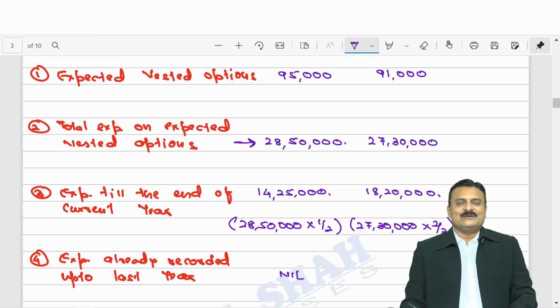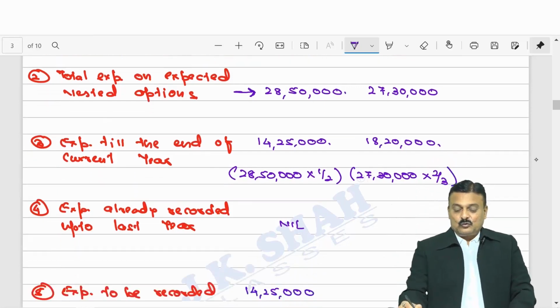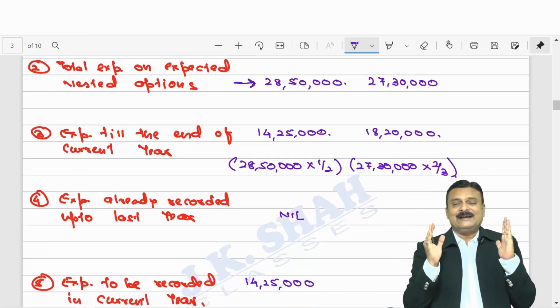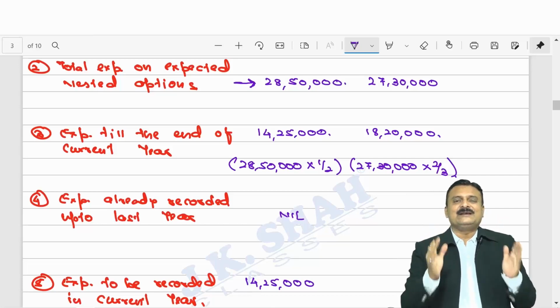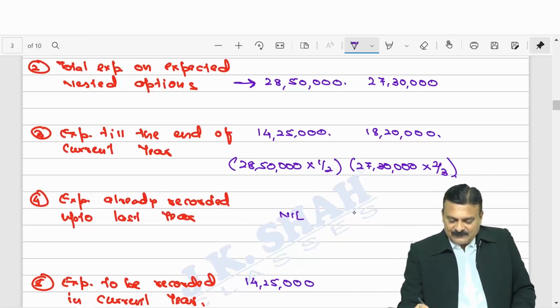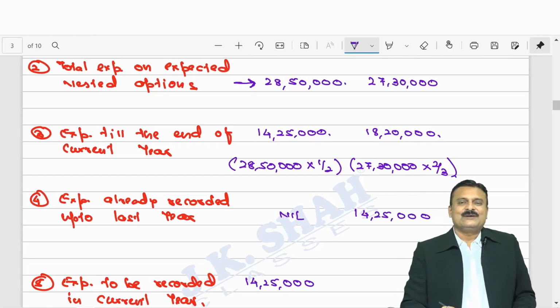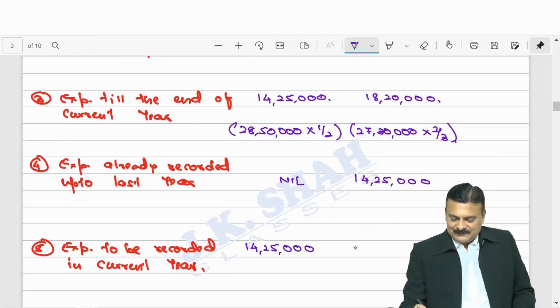is 18,20,000. For 2 years, my expense is 18,20,000, but out of 1820, in the first year, I have already debited to P&L account how much? 14,25,000. So now, how much shall I debit in the second year? Is remaining 3,95,000.